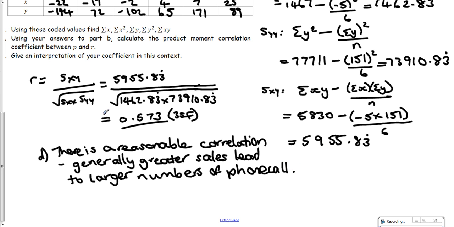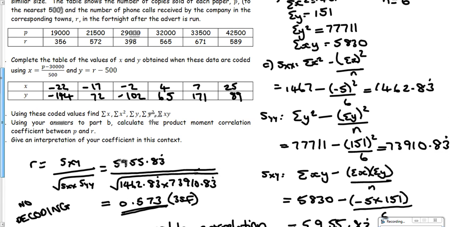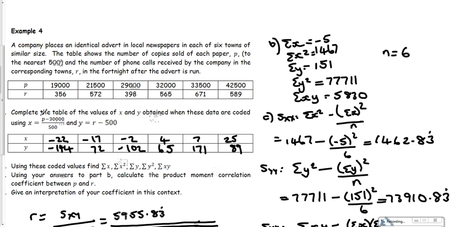Notice how there, when I got my final answer for the correlation coefficient, I didn't have to decode it. And you might want to write that down at the side of your notes. There's no decoding required when you're doing this, because basically all we've done actually is rescale the axes. We've subtracted 30,000, that would move all the points to the left, divided by 500, that would make them look as if they were closer together.